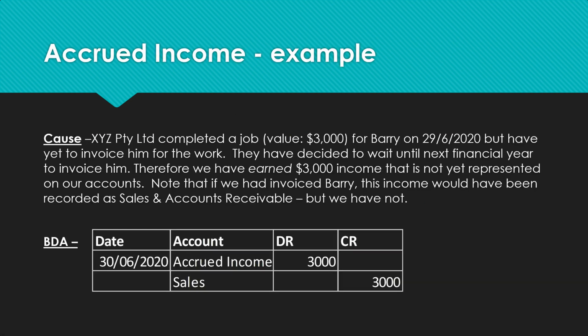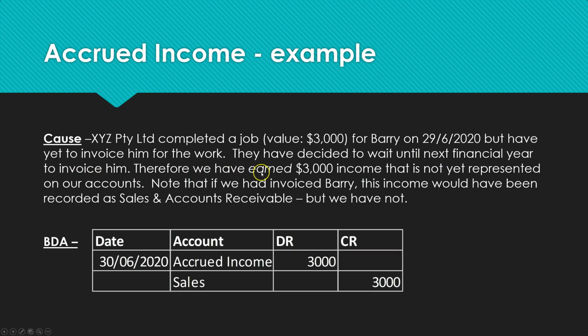All right, now XYZ Pty Ltd, they really like causing problems for us. This time they've completed a job, the value of which was $3,000 for Barry, and they decided to complete it on the 29th of June 2020. But they haven't invoiced him yet. For whatever reason, they haven't got there. So they've decided to wait until next financial year to invoice him.